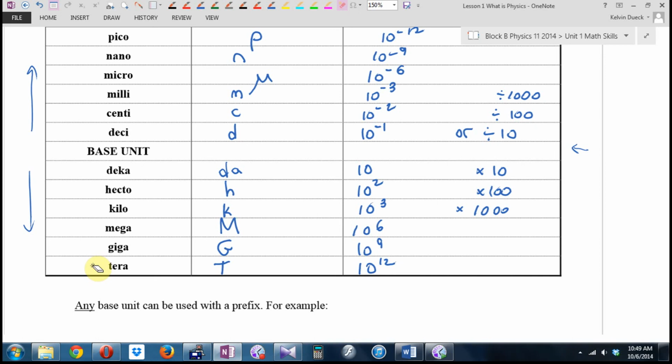So peta, probably about 10 years away from entering our common vocabulary. Exa, probably about 20 years away from entering our common vocabulary. I'm that old.